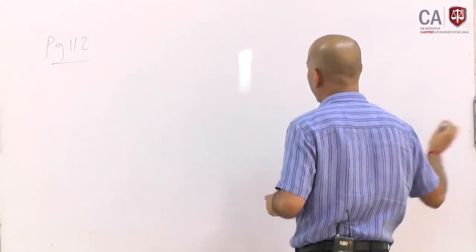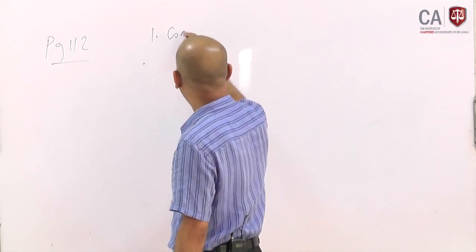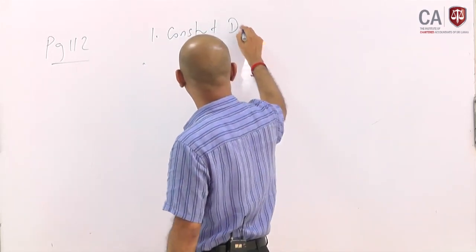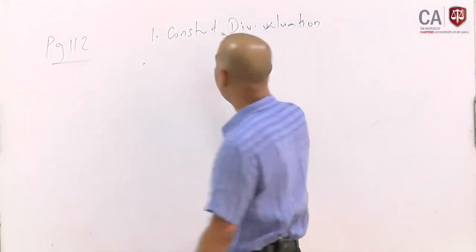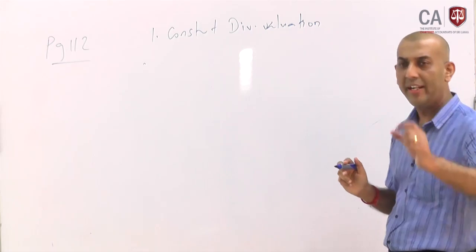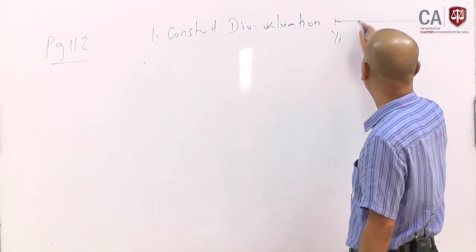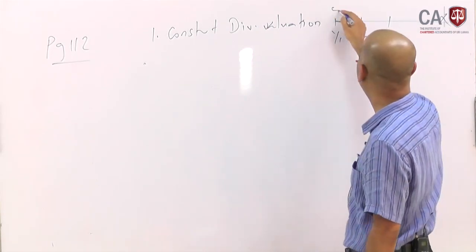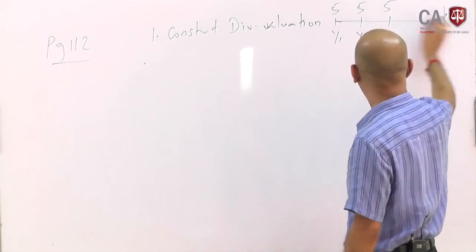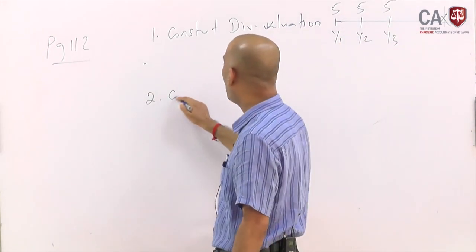There is another method. We looked at the first one, constant dividend valuation, where you will have an equal amount of dividend for the entire future. So year 1, year 2, year 3, like that it goes to infinity. For example, 5 rupees it goes. It's a constant dividend valuation model.